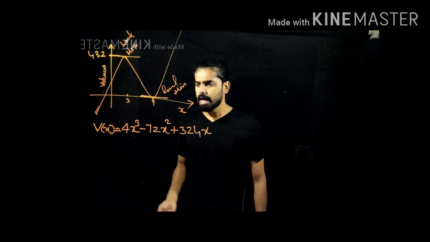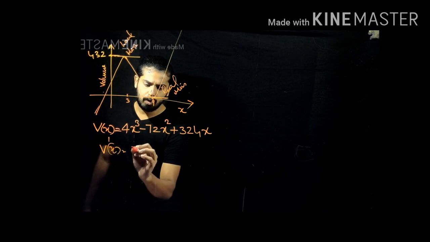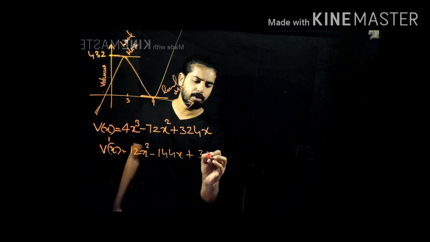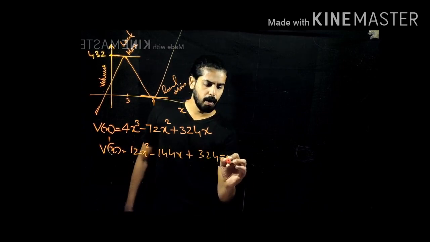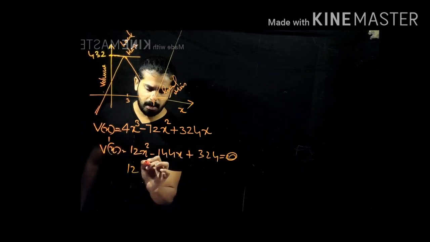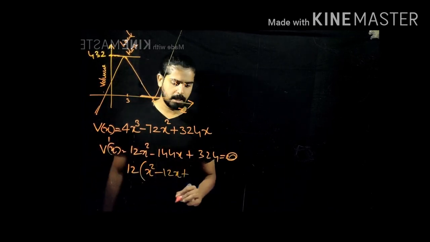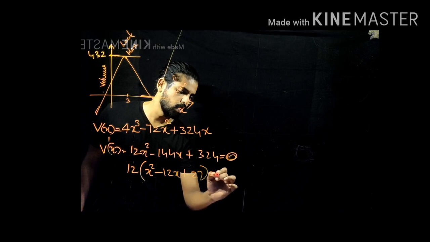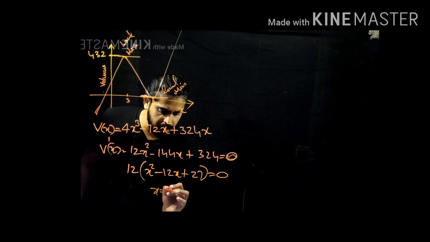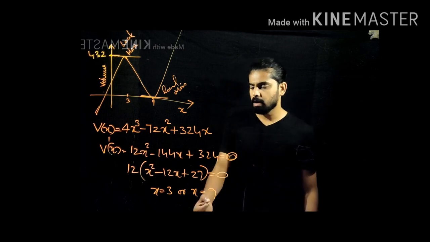So you have to differentiate this and equate with 0. V dash of x is equal to 12x square minus 144x plus 324. Okay, so I'm equating this with 0. Let us solve this, taking 12 in common. What remains is x square minus 12x plus 27 equal to 0. On solving this quadratic equation, you will get x equal to 3 or x equal to 9.